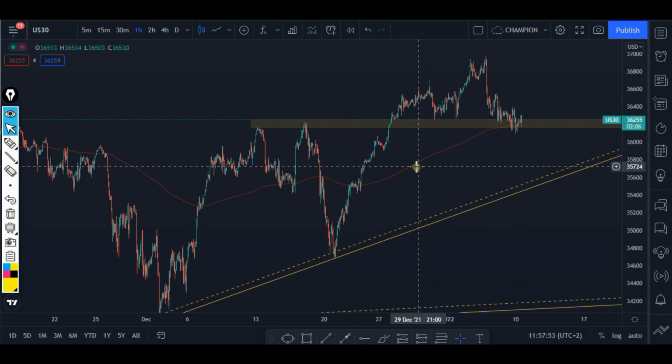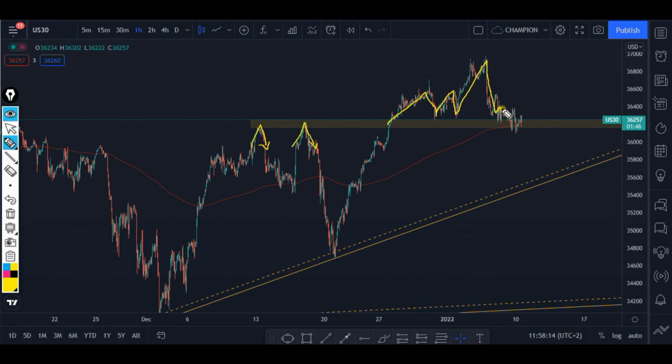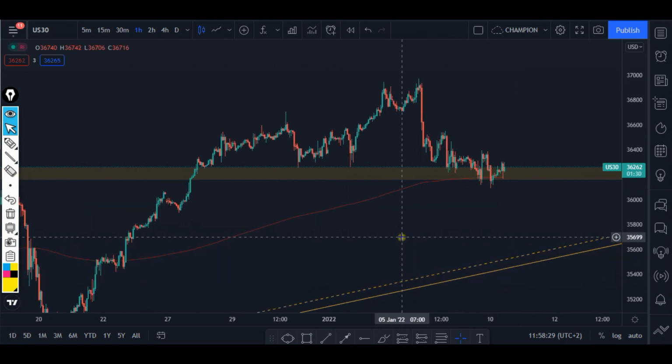I hope you guys are able to see this area here. The area, our previous resistance, has now become our support. I hope that the market gives us this structure for us to be able to trade nicely.